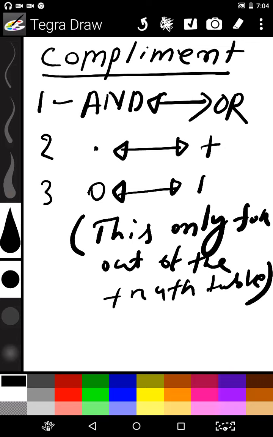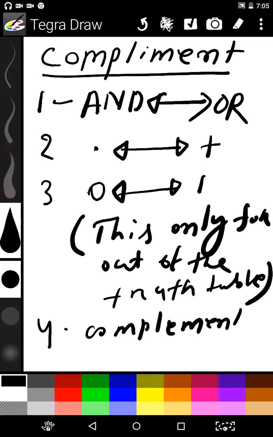For the 0 to 1 conversion, if 0 is present then 1, or if 1 is present then 0, only for the output of the variable or the output of the truth table. We should not touch the input expression. The third thing is to complement the output, and the fourth thing is to complement all variables.